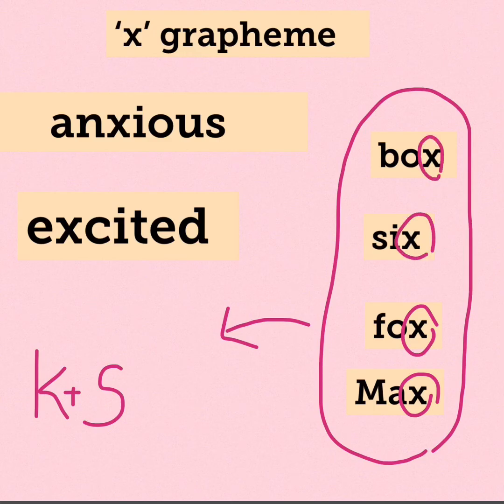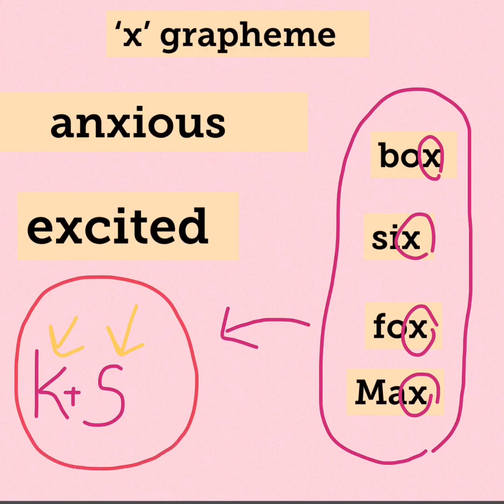Let's read the word box again and see if we can hear the K and the S. Box, six, fox, max. So X is a grapheme that can be used to represent the K sound and also the K and S sound. So that's the last grapheme we're going to look at today.